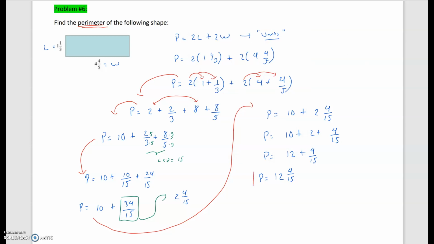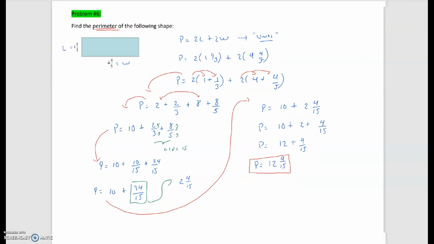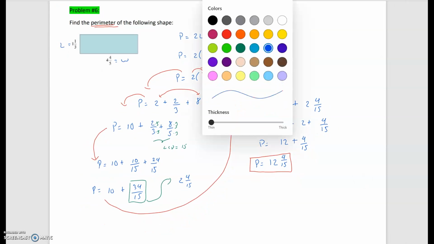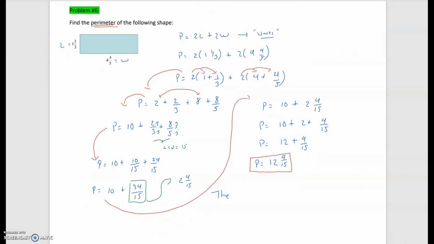Since this one is technically an application, we'll express it with a sentence. So in this case, the perimeter is P is equal to 12 and 4/15. And keep in mind that all of these problems will have units. They didn't put units on this one, so we have to specify units since technically they could be talking about centimeters, inches, or any other unit. That's actually it for this one. Let's move on to problem 7.